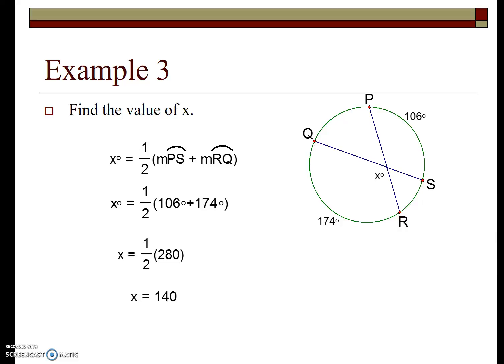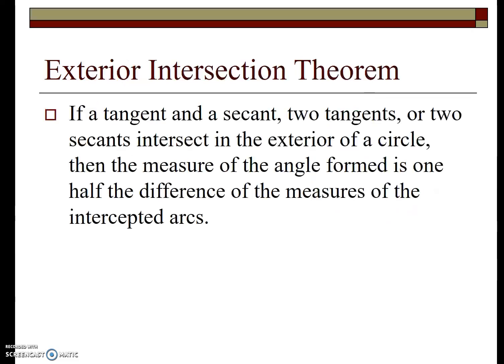So you see the difference between this and the last one? In the last one, we're just cutting things in half, kind of like inscribed angles. In this one, we're going to add them together and then cut them in half. But this is different than our final one. The final one is dealing with angles that meet on the outside of the circle.